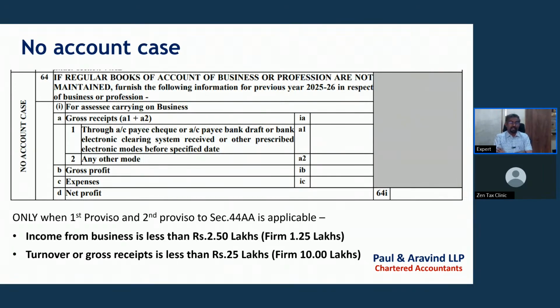And very similarly for a firm, if it is up to rupees 10 lakhs, you can go for no account case. If it's up to 1.25 lakhs, you can go for a no account case if the PGBP income is all about it. Right? So therefore, don't merely go to fill this no account case just because that option is available in the ITR 3. Do also refer the legal provisions, and that is why you can be properly guided.